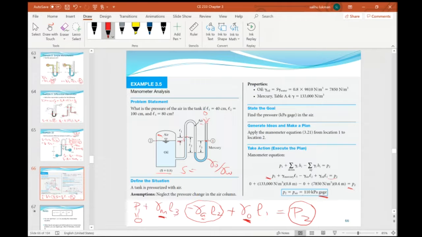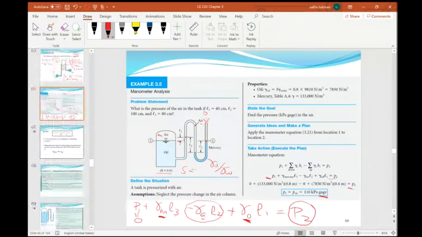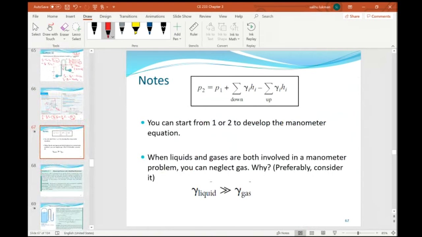Another example. So simply as you go down, you add, as you move up, you subtract, because pressure increases down and decreases when you go up. And we mentioned before that the unit weight of liquid is far, far greater than that of gas. So we neglect the pressure exerted by gases, by gas columns.